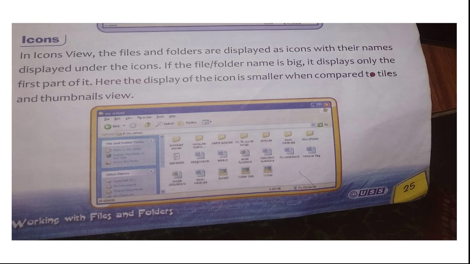Then the icon type. In icon view, the files and folders are displayed as icons with their names displayed under the icon. If the file or folder name is very long, it displays only the first part of it. Here the display of the icon is smaller when compared to tiles and thumbnails view. Tiles and thumbnails view give you the complete name of the files and folders, but here it is not like that. Only the first part would be shown as the name of the file or folder. This is called icon.